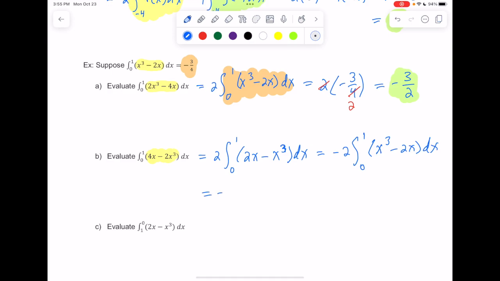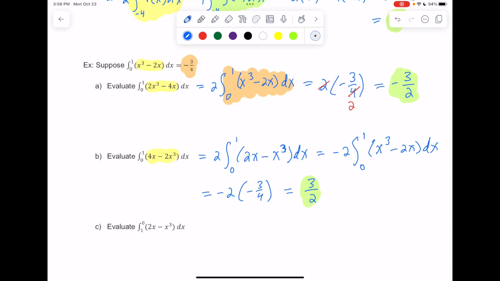So we can substitute in and say that that integral is -3/4. We end up with the same multiplication we had a minute ago, except this time it's a negative times a negative. So this time we end up with +3/2 instead of -3/2. All right, just a couple more.